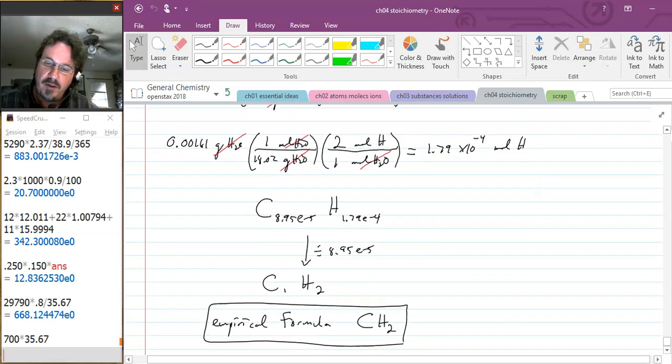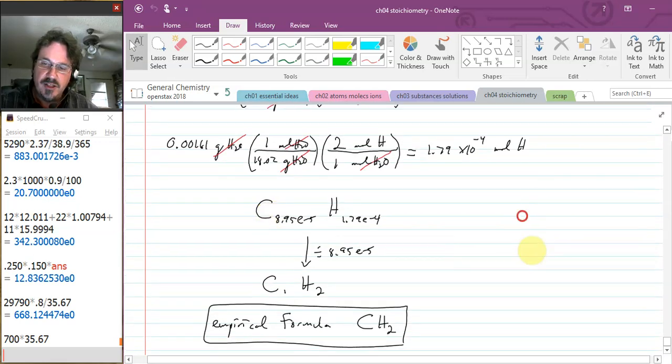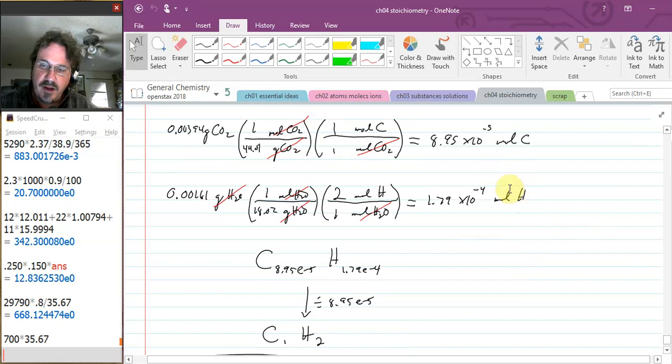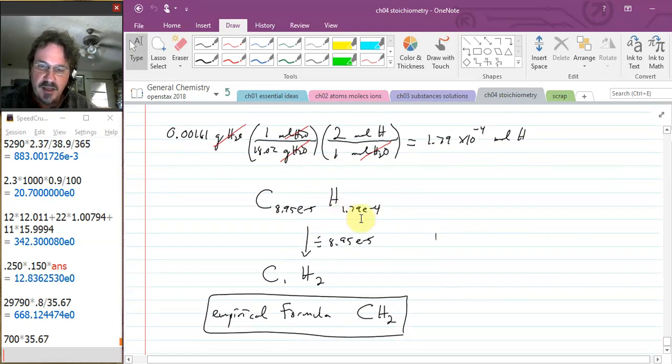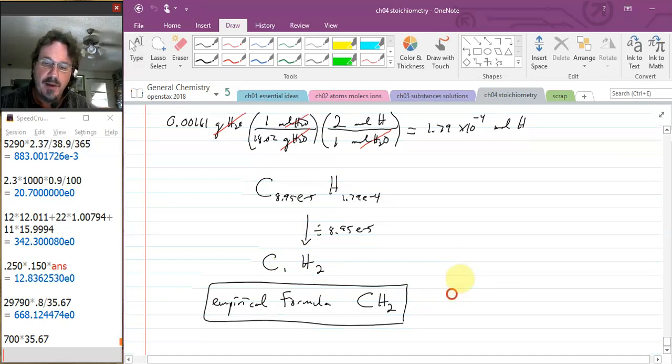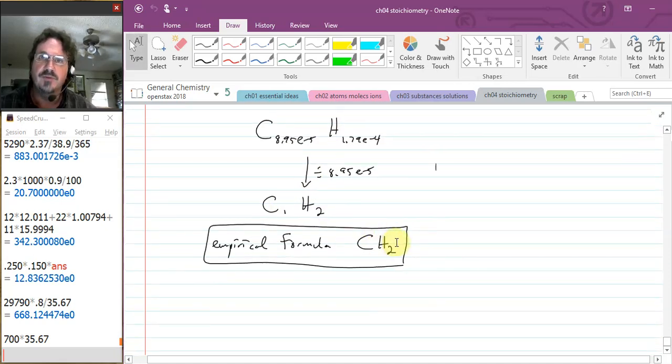So I can write the formula down, right? This is in terms of moles now, not grams, so I can write carbon that much, hydrogen that much. But we know we don't leave it like that, and you know how to do this next. You divide by the smallest number, in this case, the 8.95 times 10 to the minus 5. So you divide through, that's a 1 and a 2. Hey, and they're nice whole numbers, they're not fractions, so there we go. For every 1 carbon, I've got 2 hydrogens. So there's my empirical formula, CH2.